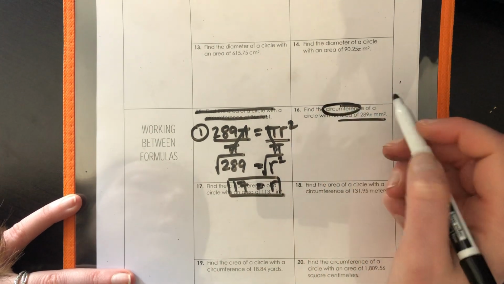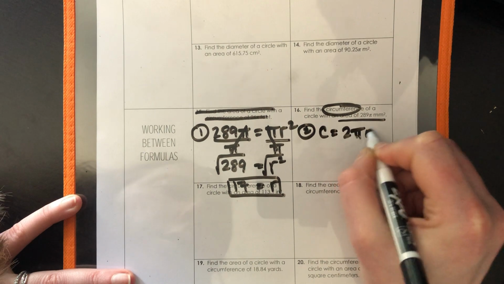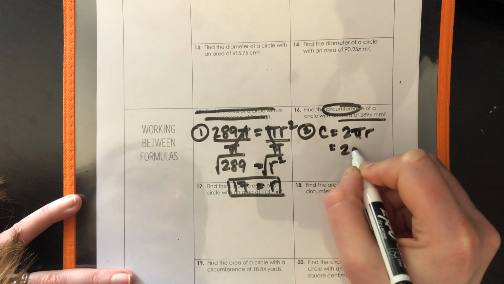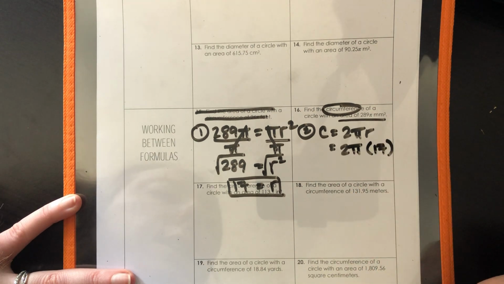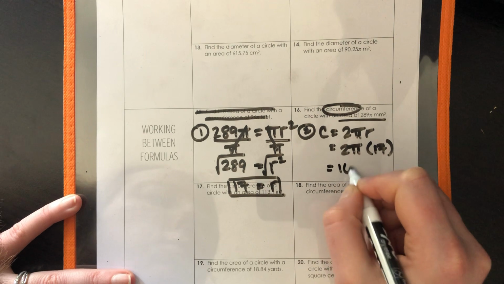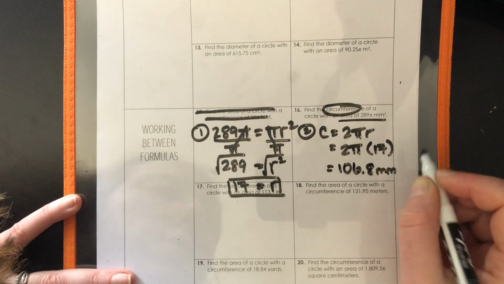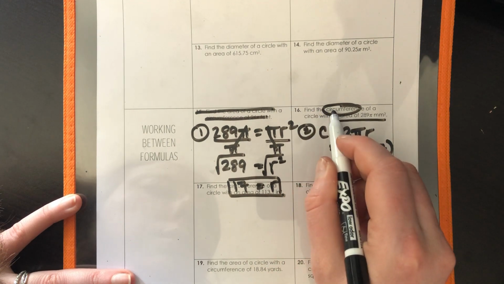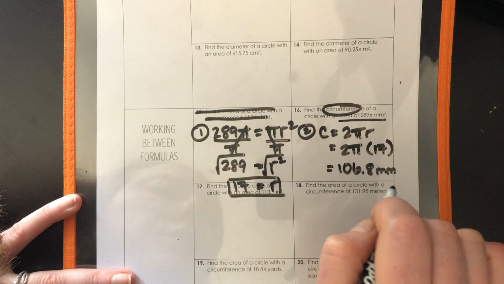Now I'm going to find circumference. Circumference is 2 pi r. To find circumference, we do 2 times pi times the radius we needed to find. And if we do that, 17 times 2 is 34, times pi, we get 106.8 millimeters, because circumference is the distance around something. It's one-dimensional, finding the distance around.